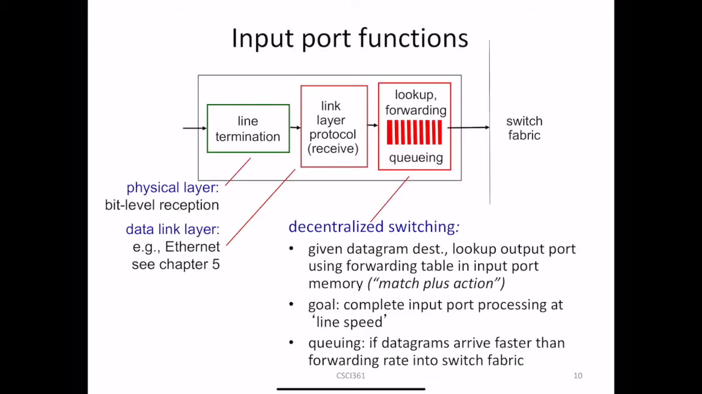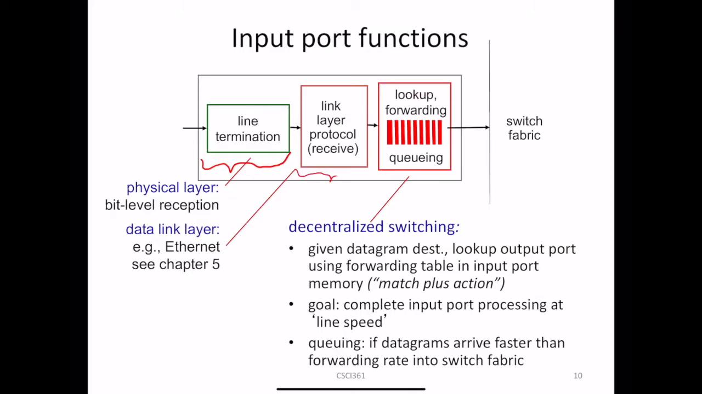And then let's take a closer look at the input port functions. Each input port includes three parts. The first part, this box, we call line termination, which is implemented on the physical layer. The function of this box is to decide where the end of the packet, or the end of the datagram, is.